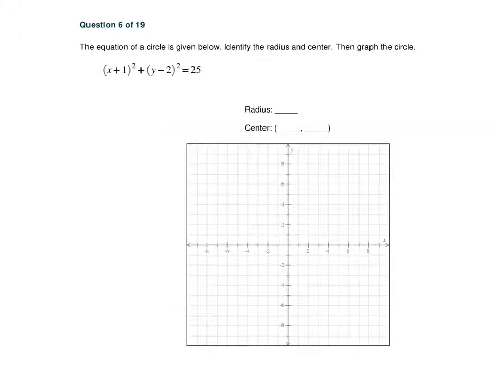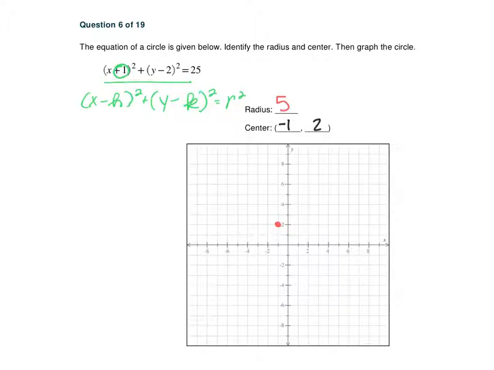Question 6 gives us the equation of a circle, and it asks us to find the center and the radius and then graph the circle. So if I look at my equation here, remember my original equation is (x - h)² + (y - k)² = r². So my h and my k are my center. Since it's a +1, technically my center is at -1, and then my 2, so (-1, 2) is the ordered pair for my center.